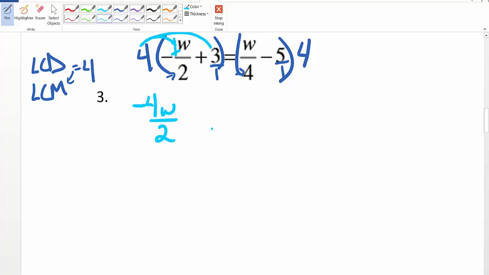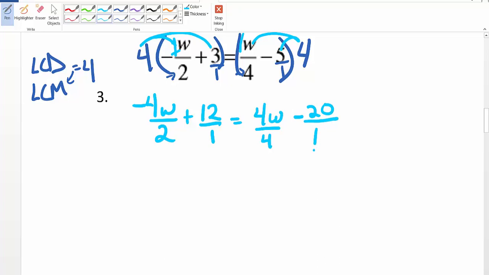4 times positive 3 gives us 12 over 1, equals, on the right side we have 1W times 4 when we distribute the 4. That gives us 4 W's over the bottom 4. And then negative 5 times our 4 gives us negative 20 over 1. Again, we keep those bottoms. So this is what happens when we distribute.